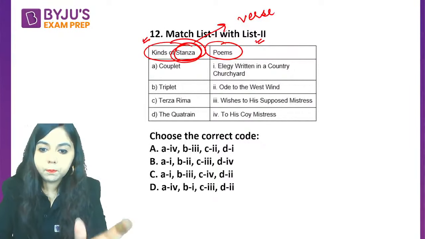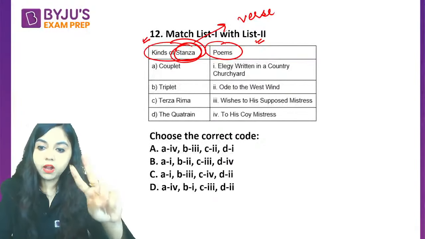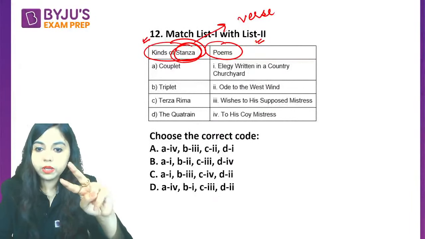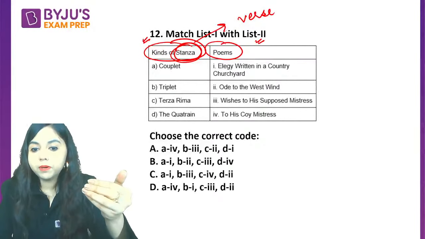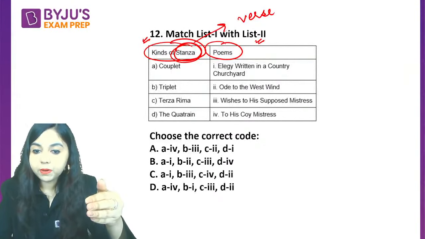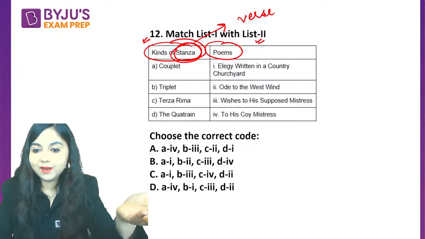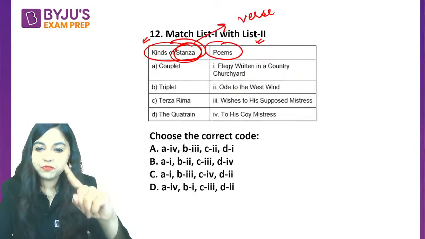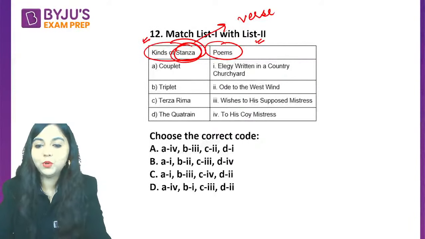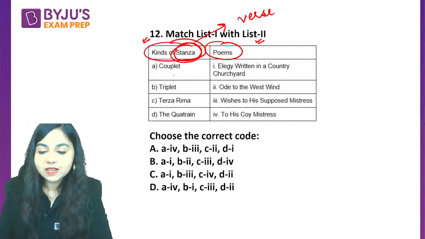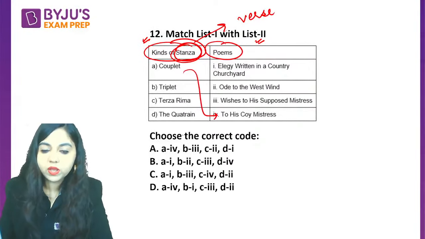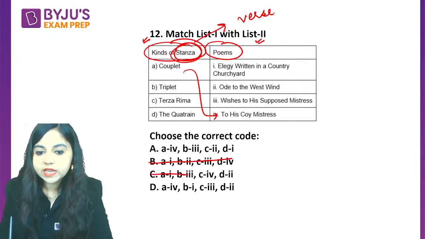If you look at a couplet form, a couplet is two lines. To His Coy Mistress, you are able to see it is written in the couplet form. The grave's a fine and private place, but none I think do there embrace. Remember the lines. So that is the couplet that you're having in To His Coy Mistress. So A is four in two options, so you can actually eliminate this particular option.